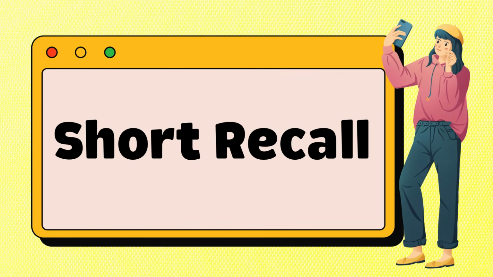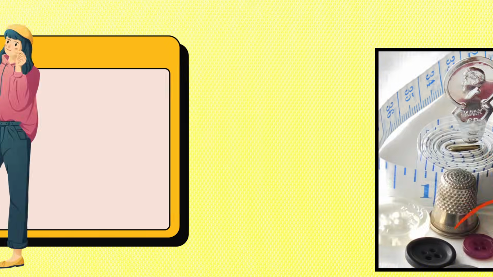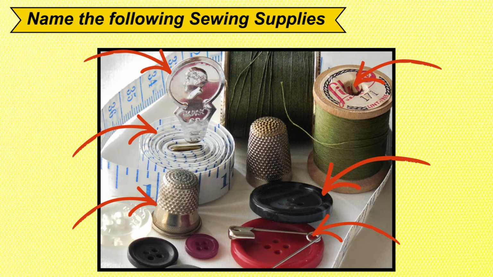Short recall. Before we start our new lesson, let's first look at these pictures on the screen. Please observe them carefully. These are sewing supplies that you may have already seen at home or in our previous activities. Name the following sewing supplies.